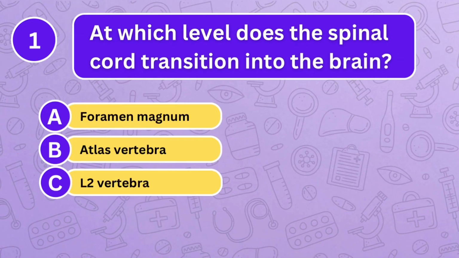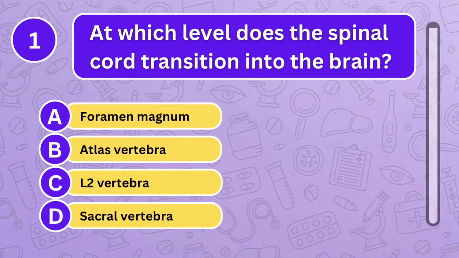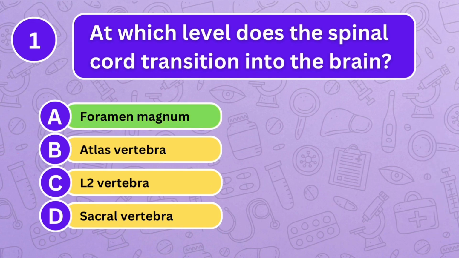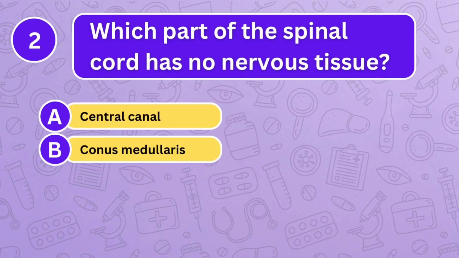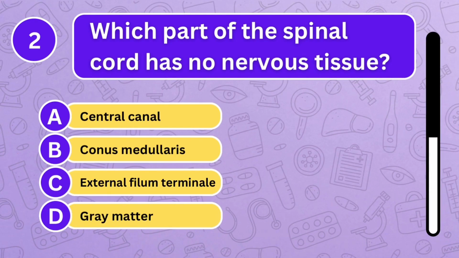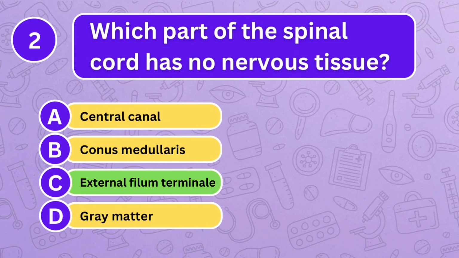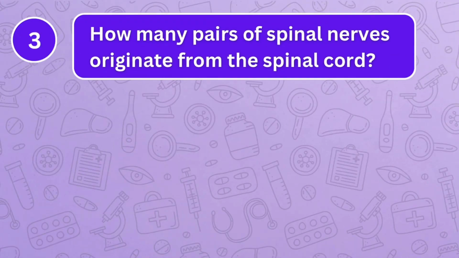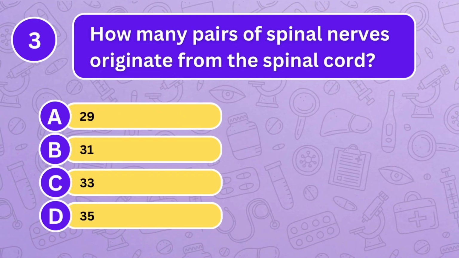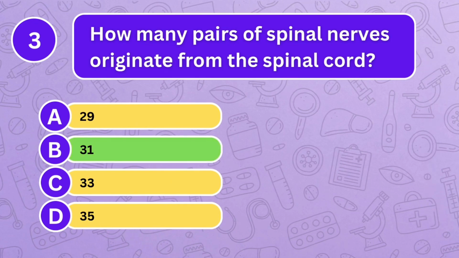At which level does the spinal cord transition into the brain? Foramen magnum. Which part of the spinal cord has no nervous tissue? External filum terminale. How many pairs of spinal nerves originate from the spinal cord? 31 pairs.